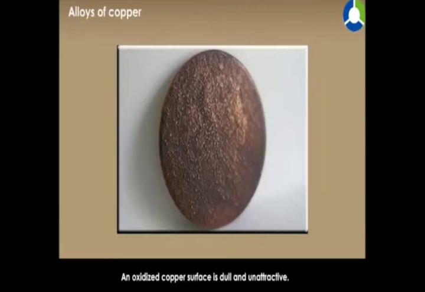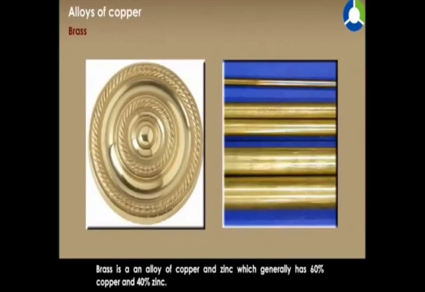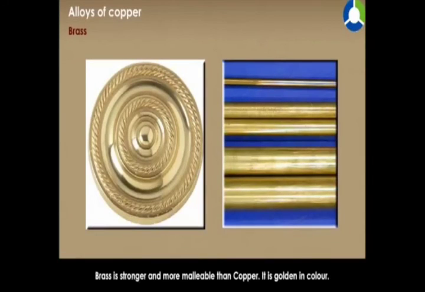An oxidized copper surface is dull and unattractive. You can see here. To overcome these drawbacks of copper, it can be alloyed with tin, zinc and nickel to give bronze, brass and German silver. This is brass. Brass is an alloy of copper and zinc, which generally has 60% copper and 40% zinc. By varying these proportions, we can obtain various grades of brass.